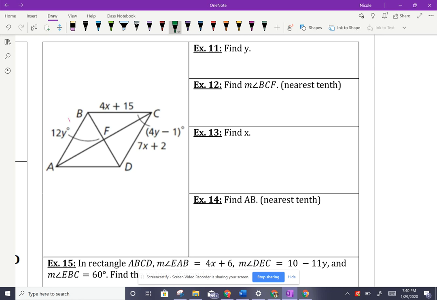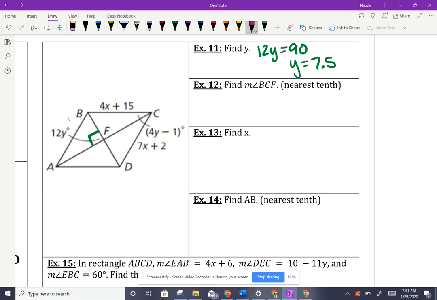So one thing we always need to remember is that where your diagonals cross, this makes a right angle. Every time it makes a right angle. So just from here, I can say 12y is equal to 90 because it's a right angle. So 90 divided by 12 is going to give us y is equal to 7.5. And that's okay. It can be a decimal.